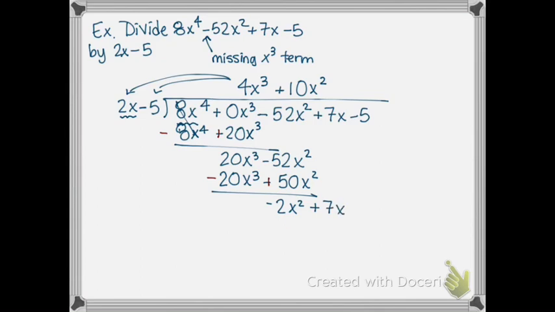What do we multiply 2x by to get negative 2x squared? Well, we need a negative for sure. And we need one more power of x, so we just multiply by negative x. Distribute the negative x through.